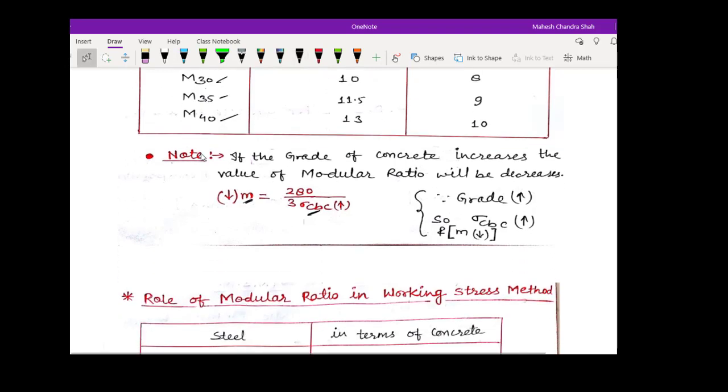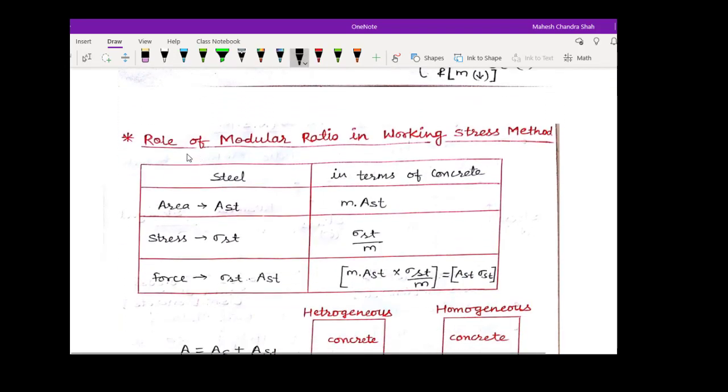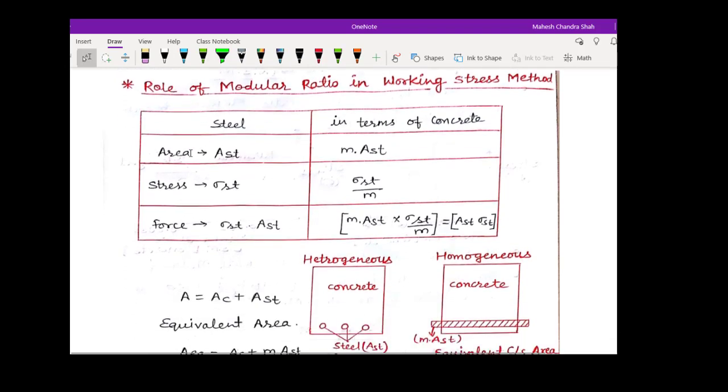After that we will learn what the role of modular ratio is in the working stress method. Its role is very important. That's why the working stress method is also known as the modular ratio method. Basically it is used to convert the heterogeneous section into a homogeneous section for analysis, because for analysis you have to assume a section as homogeneous, then only you can analyze its stress and strain values easily.